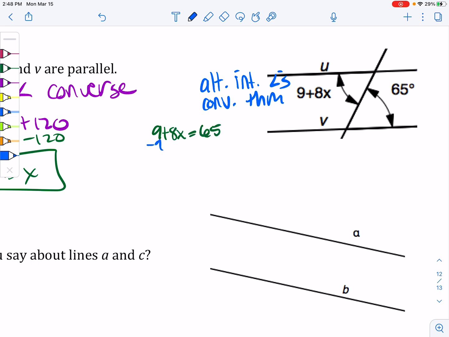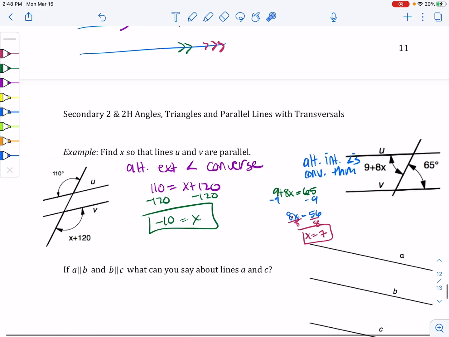So then I would subtract 9. So we would get 8x equals 56. And then I want to undo timesing by 8 by dividing by 8. So then x is 7. So if our x value is 7, then we know that u and v are parallel. Okay? Now, compare that to what we did yesterday.